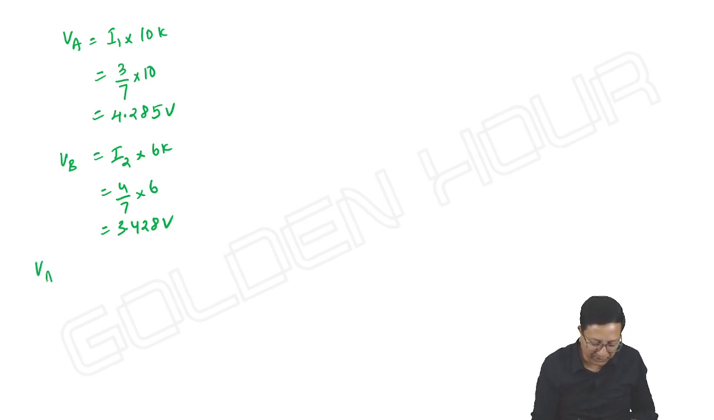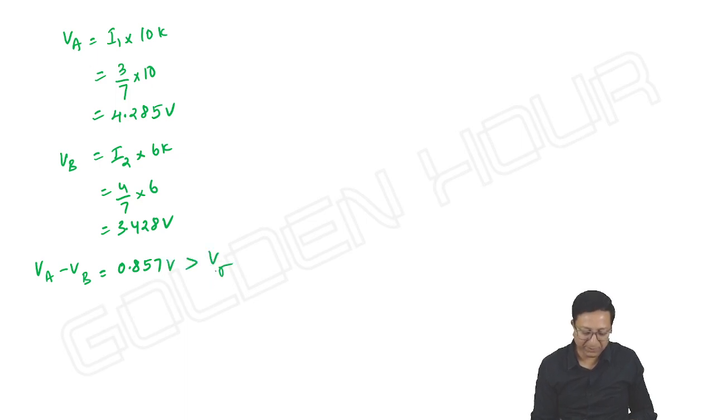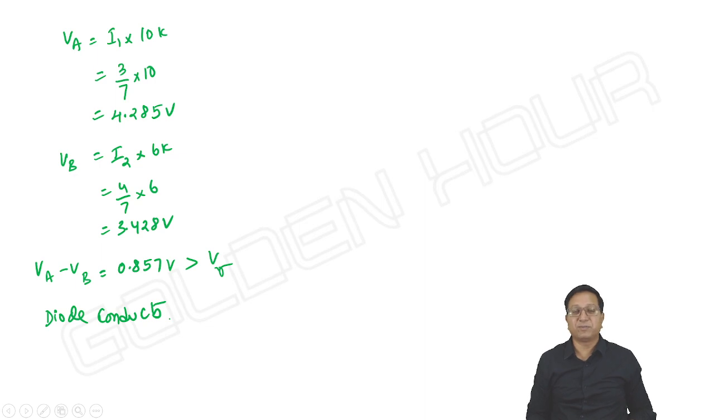Then what about VA minus VB? If you observe, 4.285 minus 3.428 is found to be 0.857 volts, which is greater than V gamma. As it is greater than V gamma, definitely the diode will be in conduction. Definitely the diode conducts. Once the diode conducts, VA minus VB cannot be 0.857, it will be 0.7 volts only.